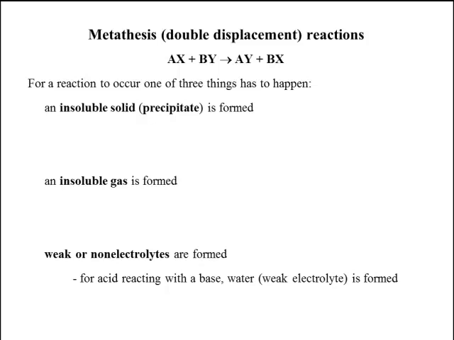A weak or non-electrolyte would be, for an acid reacting with a base, water, which is a weak electrolyte. So if we form liquid water, that means a reaction has occurred. All right, so in order for these metathesis reactions to actually occur, we have to have one of these three things formed on the product side. So let's look at a little bit more about swapping those anions in an example here.